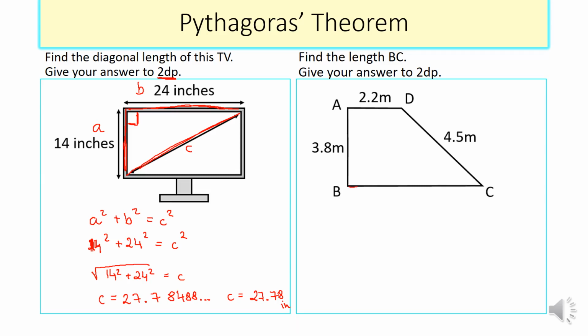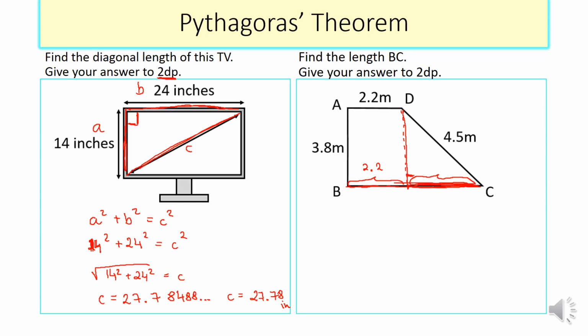In my next example, I have a trapezium, so you can't see any right angle triangles at the moment. I'm trying to find the length of BC. So I need to think about how to find that length. If I draw a line right here, I know that this length here is 2.2. So I need to now find this length here, so I can find the length of BC. Now this is a right angle triangle that I can use to find the length of this part here, this shorter side.